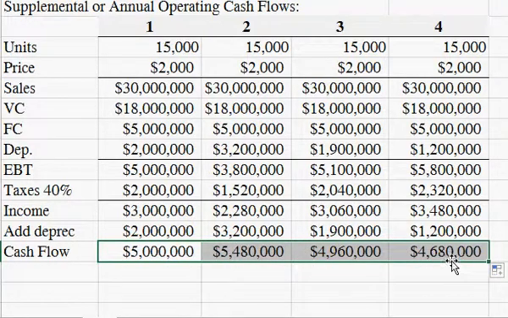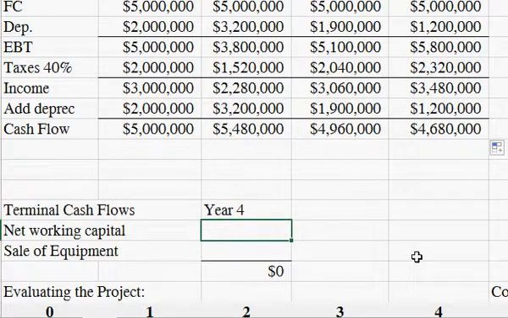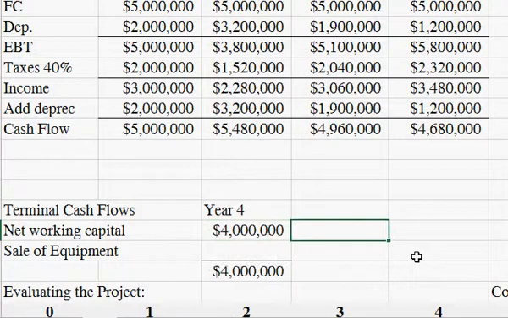So then we have one more thing to consider here, and that is, what about when we close the project down? Per what we read in the writing, it said that we would be able to get back our net working capital that we put into it, and we put into it $4 million. So in year 4, we would get back the $4 million. The other thing that we would get is that we would sell that equipment that we bought. If you go back and look at what it says, we bought it for $12 million and we can sell it now for $2 million.